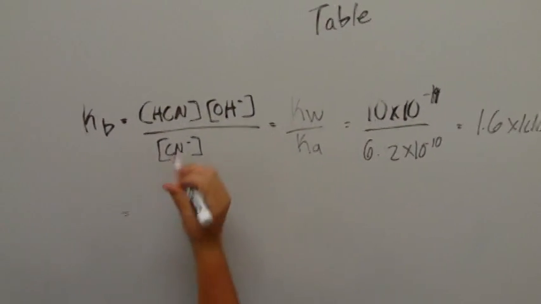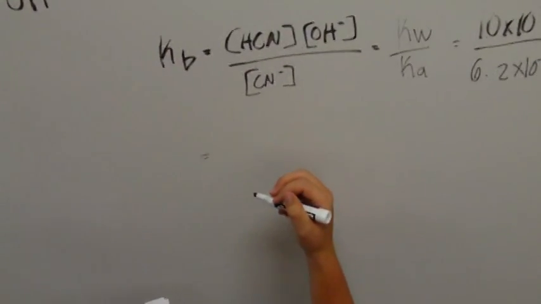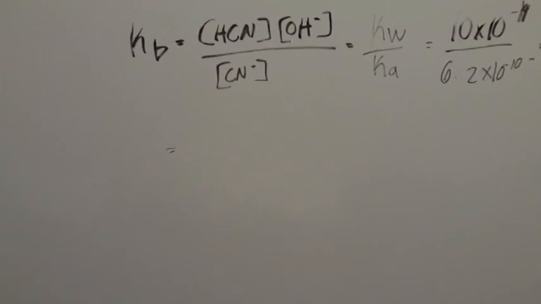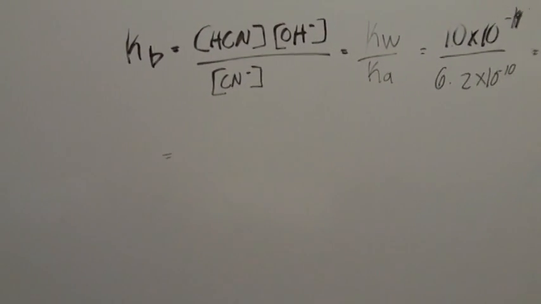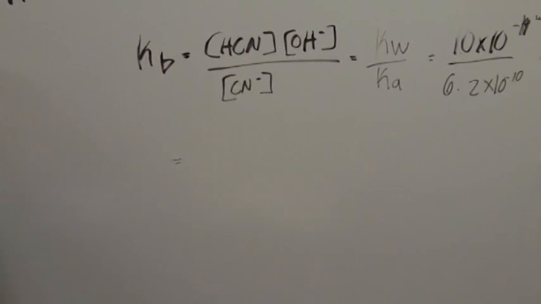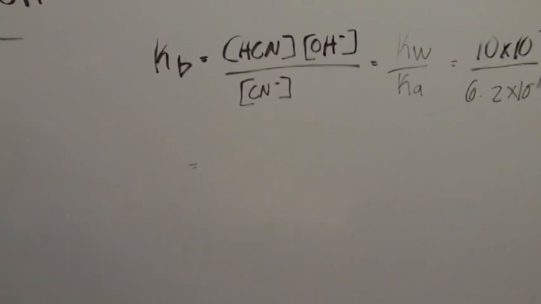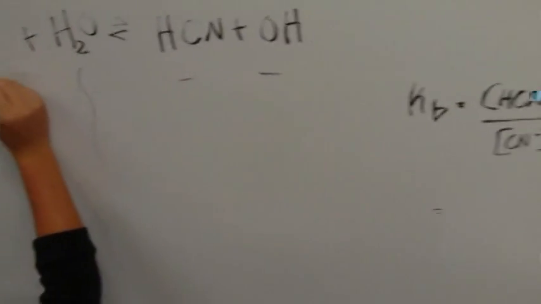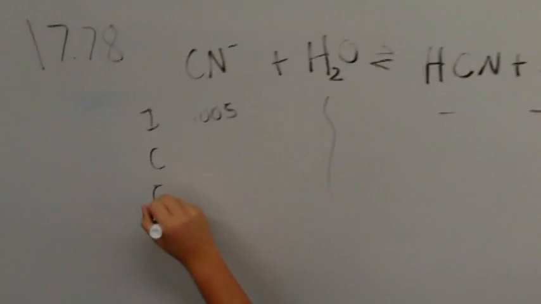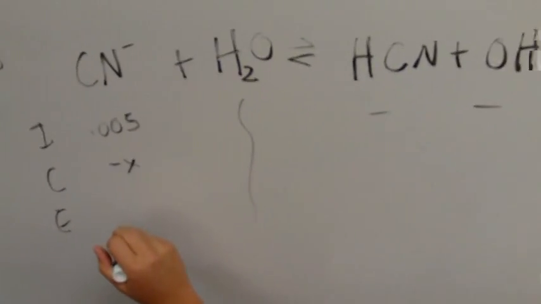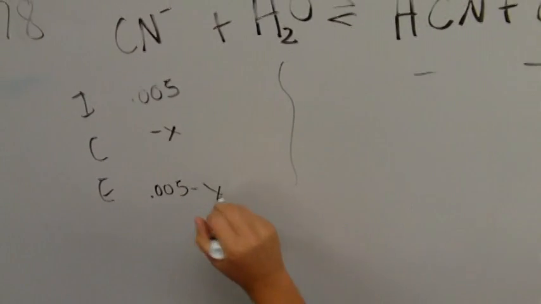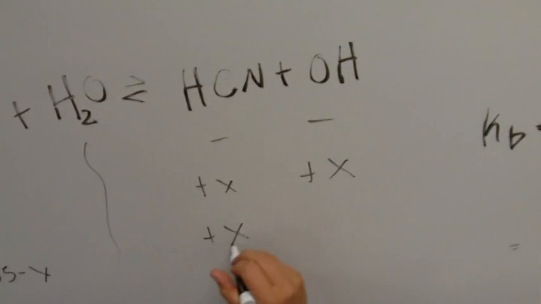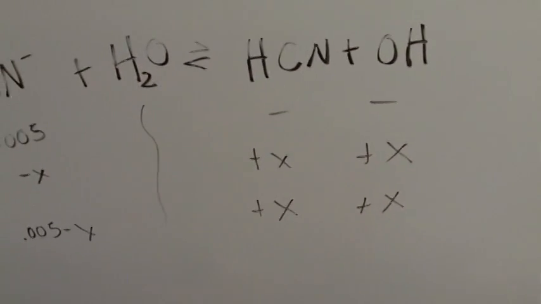So we're going to set this up, I should have done my statement here. So we started off with, let's see here, 0.005 molar, negative x, 0.005 minus x, plus x. Just setting up our ice table here, given the information that they provided.